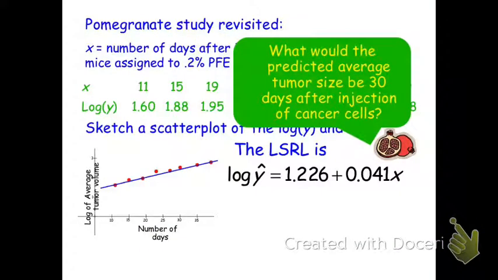The last thing that they could do is ask you to predict. This is where a little bit of algebra comes in. We do get to do a little bit of math in here. So what would the predicted average tumor size be 30 days after injection of cancer cells? So you're just plugging in 30 for x and solving for y, but there's this fancy log in front of it. So what's the inverse of log? Exponential. Just divide by log. No, that's not a thing. You can't divide by log.